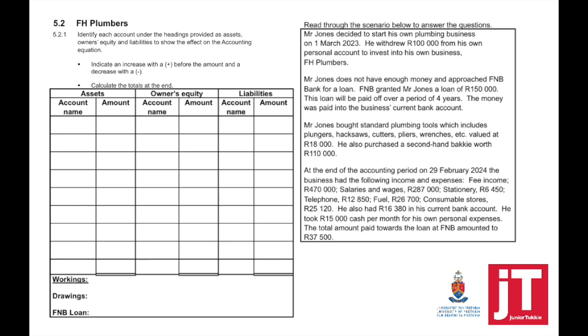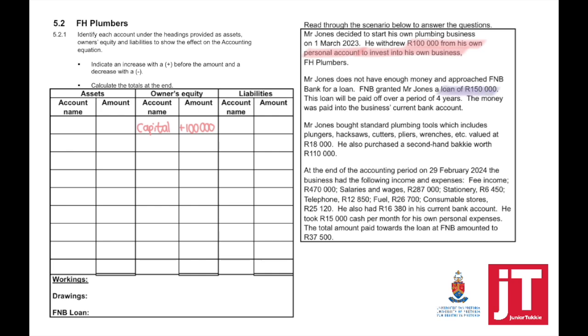So we now need to look at all of that information, and we need to classify or sort them out into assets, owner's equity, and liabilities. So starting from the beginning, we need to look at which of these is going to be under assets, owner's equity, and liabilities. And you need to identify the business account name. So we start off with, he withdrew 100,000 from his own personal account to invest that into the business. This will be his capital contribution, which will increase his owner's equity with 100,000.